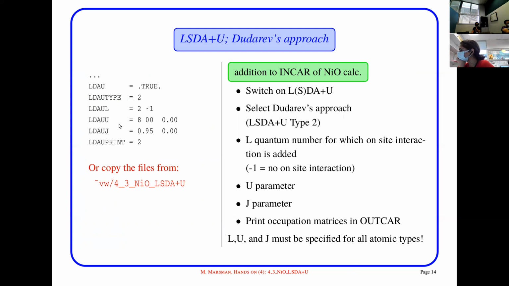Okay, and then LDAUL is for the quantum number for which on-site interaction is added. Okay, if you have -1, no on-site interaction. And why do you have 2 and -1?